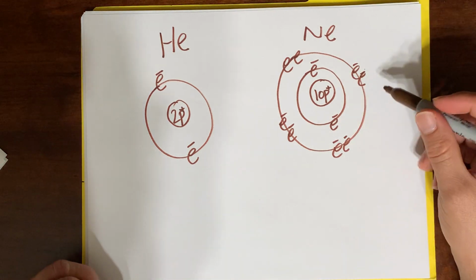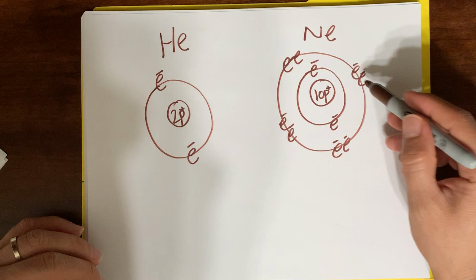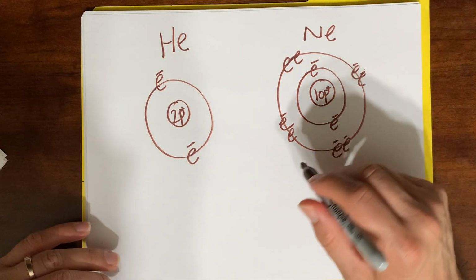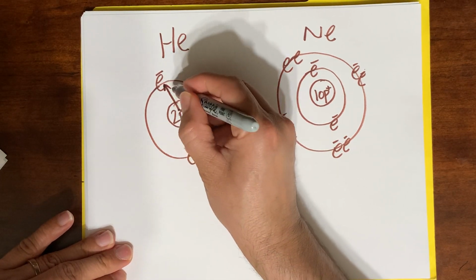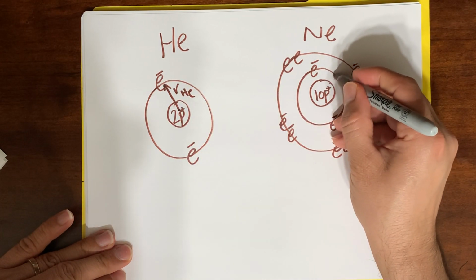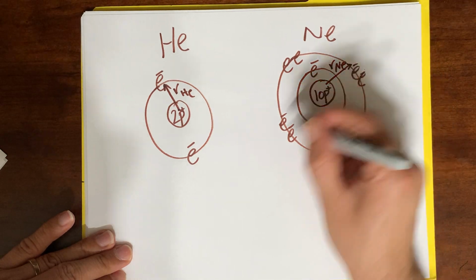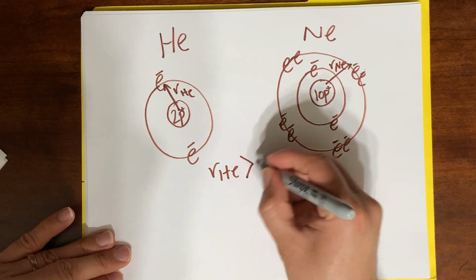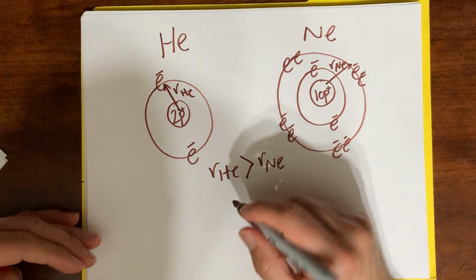As you increase the number of electrons, repulsion goes up. So now we have more repulsion. Because we have more repulsion, size is going to get bigger. If you measure this and call it R, for helium we have the first layer, and for neon the second layer. R of helium is smaller than radius of neon.